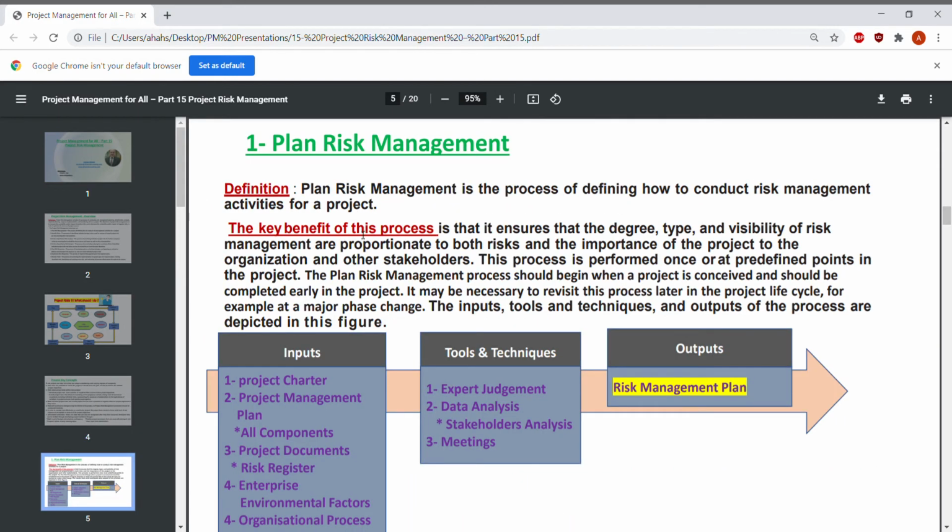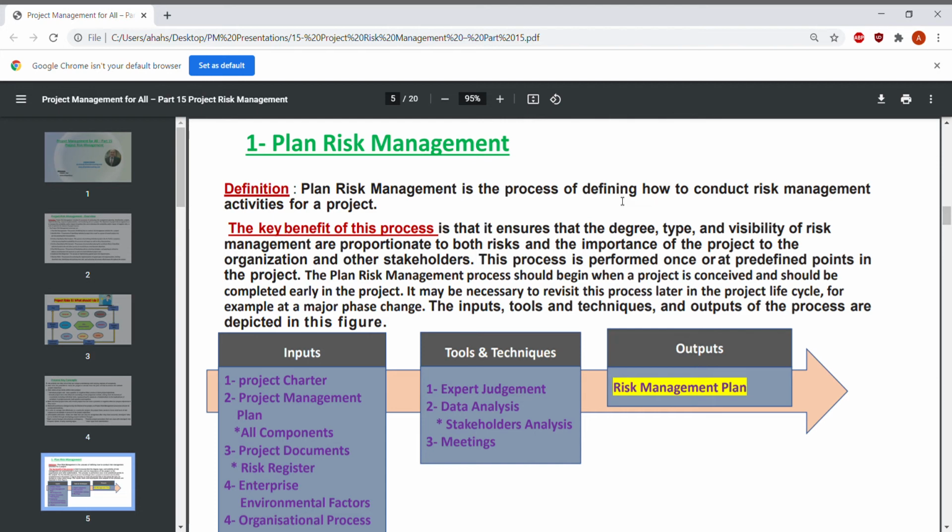So now we talk about the first process, which is the plan risk management. The definition of this process: plan risk management is the process of defining how to conduct risk management activities for a project. The key benefit of this process is that it ensures that the degree, type, and visibility of risk management are proportionate to both risk and the importance of the project to the organization and other stakeholders.